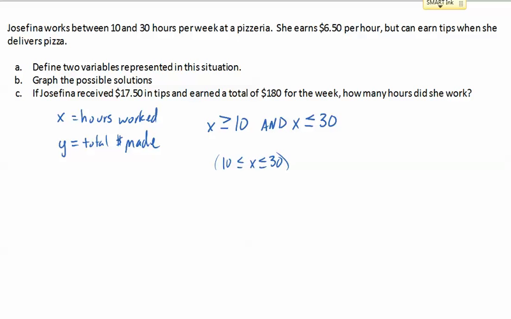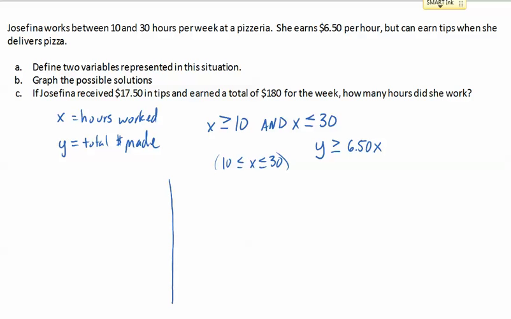Now it says she earns $6.50 per hour. But she can earn tips when she delivers pizza. So now this is taking the hours that she works and the money that she makes dependent on that. So the total money that she makes is, now if she just works, then it's $6.50 per hour, right? So $6.50 times the number of hours that she works. Now the total money that she makes is not going to be equal to this, because she can earn tips if she delivers. So this is actually greater than or equal to 6.50x. Alright, so now we have 1, 2, 3 inequalities, each of which we need to now graph.